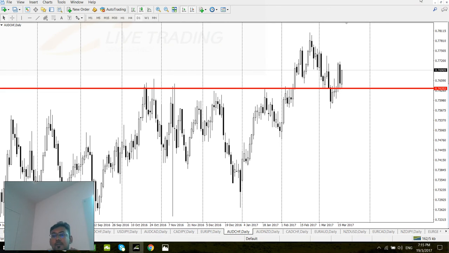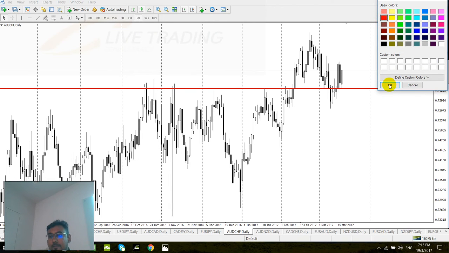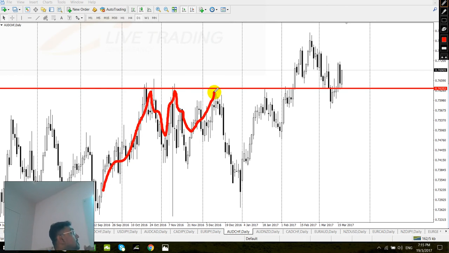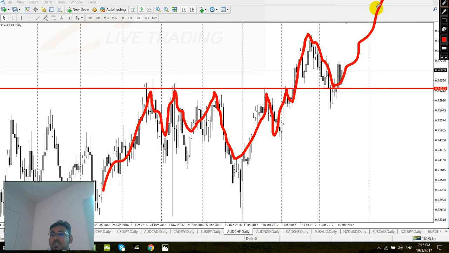Aussie Swiss franc. It's a very clear price action story. Market tried to penetrate, failed. Tried to penetrate, failed, many times. So the market is attempting to break the key line so many times. It's broken. It's retesting now. So Aussie Swiss franc is more on the upside.